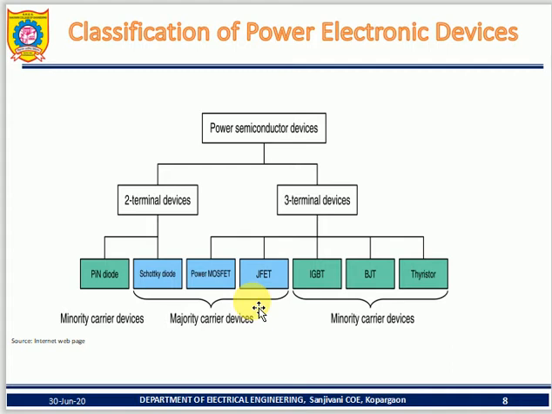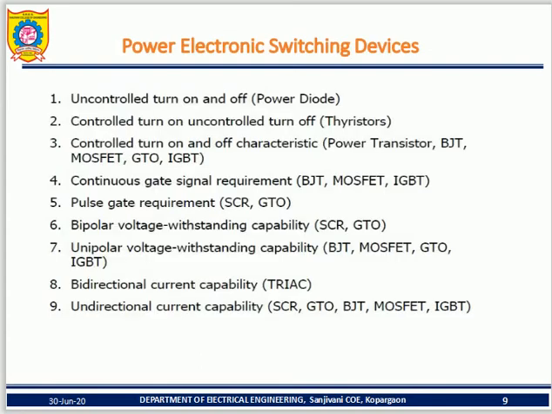Then we will see the current control devices. Current control devices are the thyristor and BJT. Keep in mind that they are minority carrier devices, and IGBT also comes under this. What about majority carrier devices? MOSFET, FET and JFET are majority carrier devices. So they are classified as two terminal and three terminal devices. Further, the classification is detailed next.